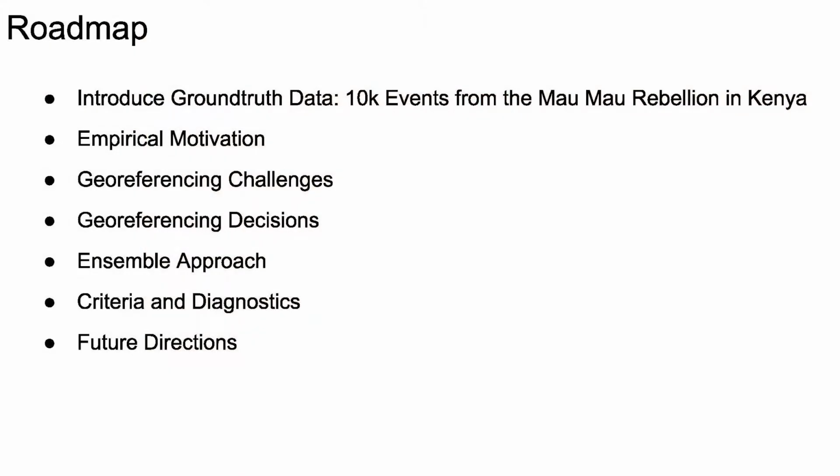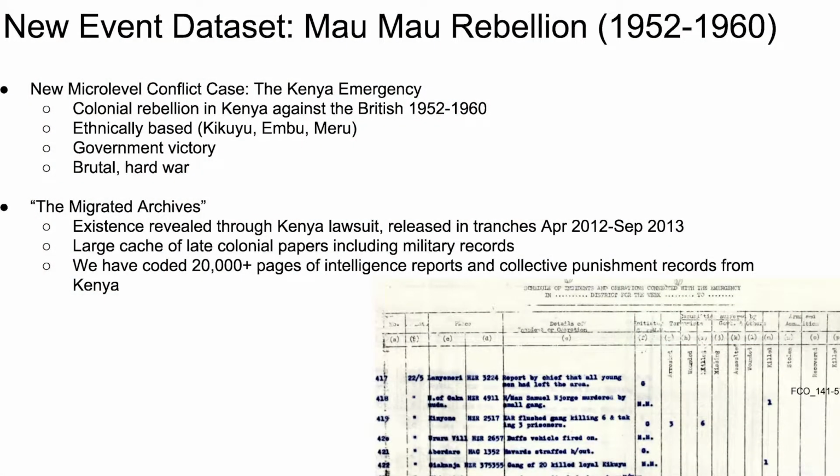Just as a roadmap, first I'm going to introduce some new ground truth data, a new event data set that we created. I'm going to give you some empirical motivation for how we would typically write a paper in political science using that data. Some of the georeferencing challenges, some of the georeferencing decisions, introduce our ensemble approach, give you some criteria and diagnostics by which to judge it in comparison to other strategies, and then I'm going to conclude with some future directions. This is the new data set that we introduced in this paper.